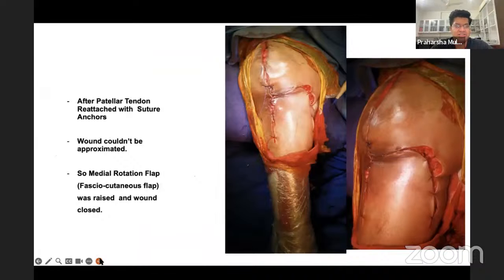So obviously in this case, since it was a revision procedure, soft tissue will be a big problem on the anterior side, and the wound can't be approximated over the patellar tendon. So we had to do a medial rotation flap, fasciocutaneous flap around the patellar tendon area to keep it closed. And that also aids in the healing of whatever repair you have done.